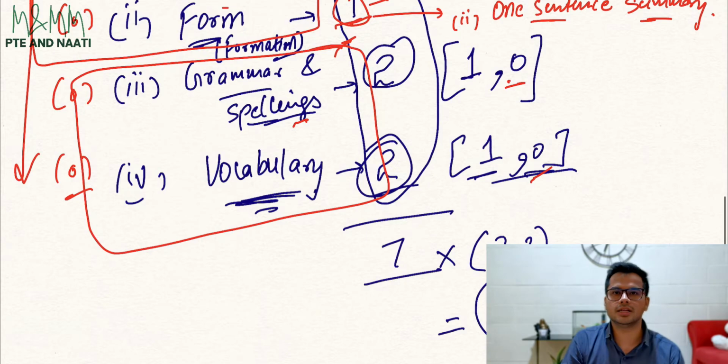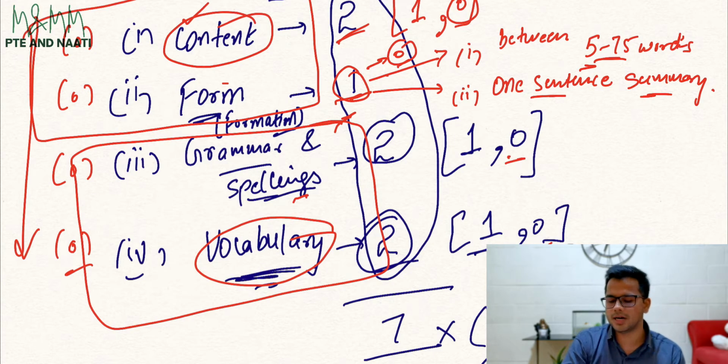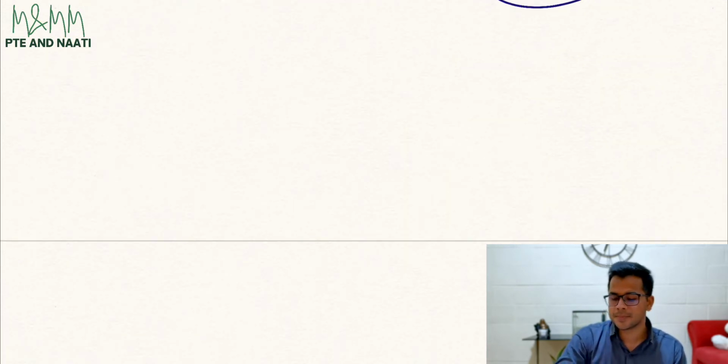I hope you're with me until now. Next thing we need to understand is how do we end up getting a perfect score in the content part, and why was I saying that we don't need to worry about the vocabulary part? Now here comes the strategy here.